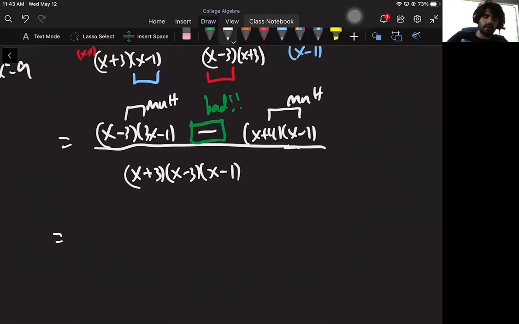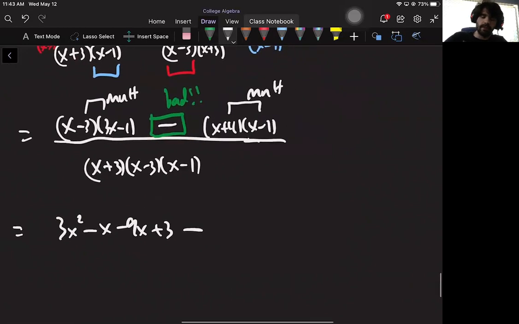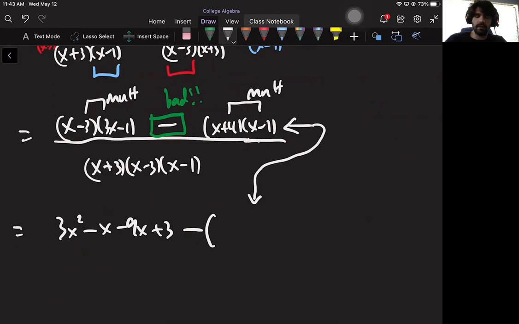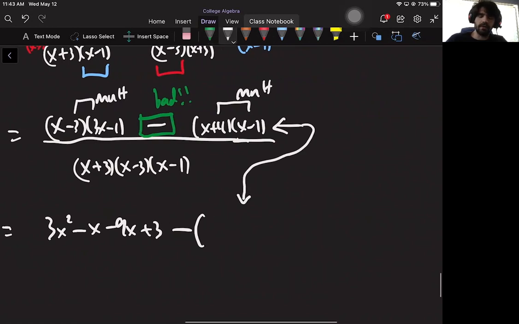Okay, x times 3x gives me 3x squared. X times minus 1 is minus x, minus 9x, and plus 3. Then I have this subtraction. And now this is the key part. This subtraction is being applied to this whole thing here. So I've got to keep it on the outside. I can't forget this parentheses because the subtraction is going to be applied to everything inside of the parentheses.